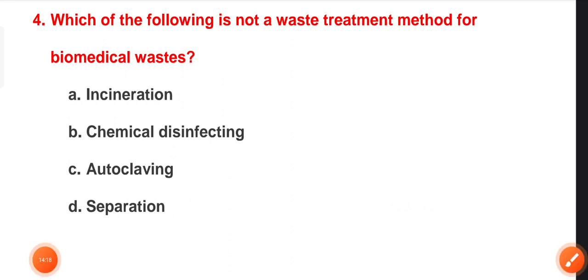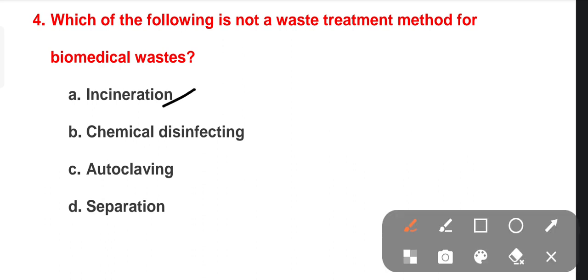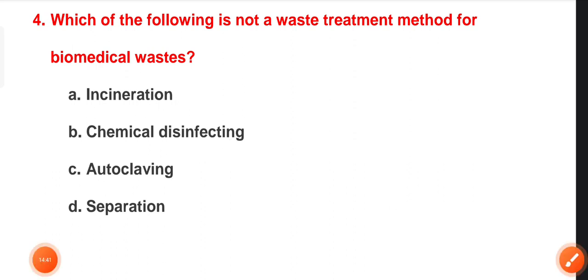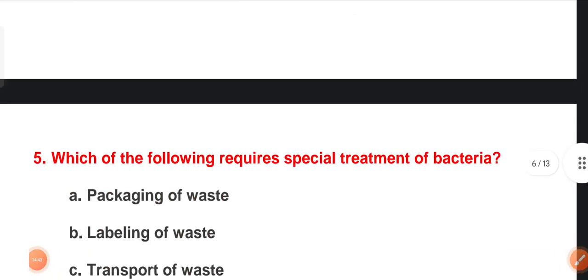The correct option is separation. Separation is nothing but physically separating the particles, but we are not doing any incineration, chemical disinfection, or autoclaving. So separation does not come under biomedical waste treatment.